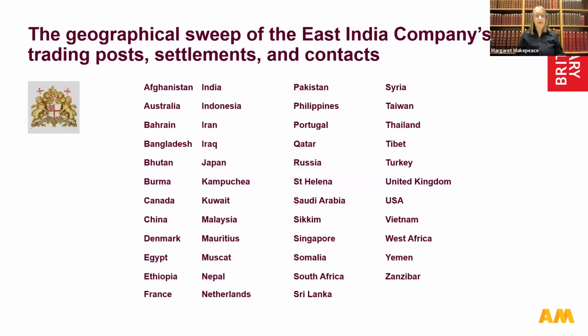At its outset, the company was more interested in the Spice Islands of Southeast Asia than in India, and it later developed trade with the Middle East. This slide shows the remarkable geographical sweep of the East India Company's overseas trading posts, settlements, and contacts. They cover the world from China and Japan across to Canada and the USA.